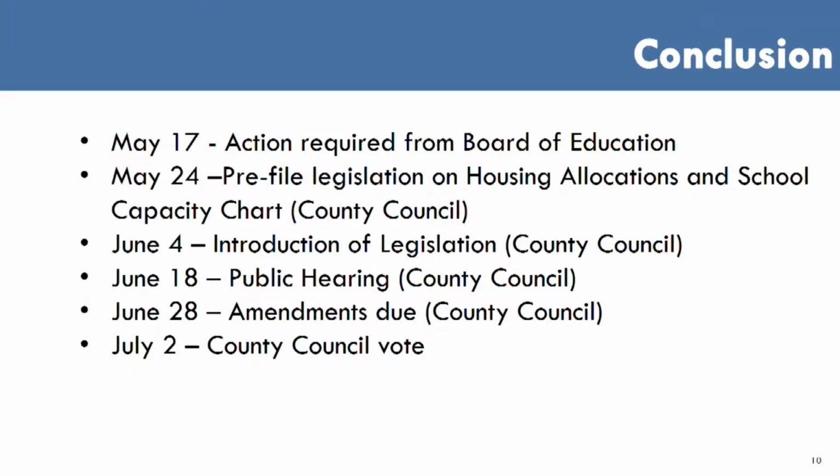The next steps are for the board to approve the school capacity chart submitted to Howard County Council for their adoption. The pre-file for this legislation is May 24th, and that will be for both the housing allocations and the school capacity. Then June 4th, the introduction of legislation to County Council. June 18th is the public hearing at County Council, just so that everybody that's listening out there, it's the County Council's public hearing. June 28th, if there are any amendments needed to that legislation, that's when the amendments are due. And then July 2nd is when County Council votes. And I'll take any questions. Ms. Coombs?